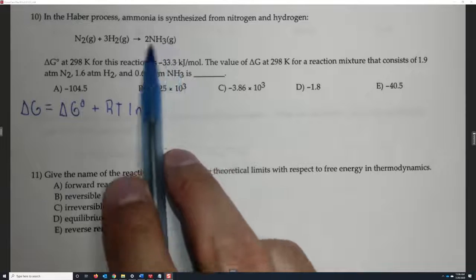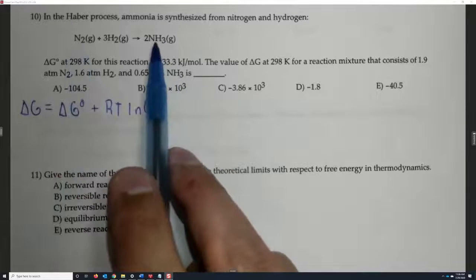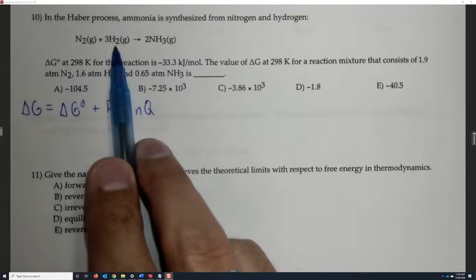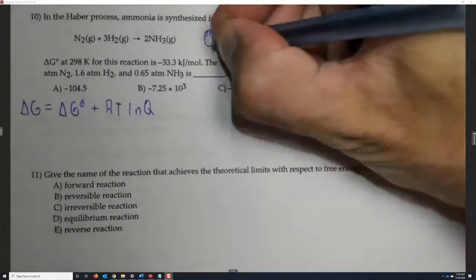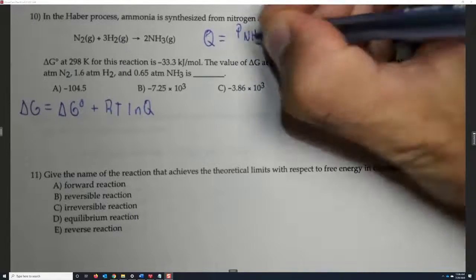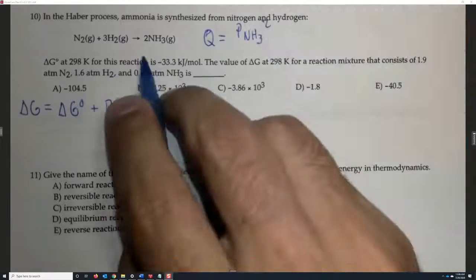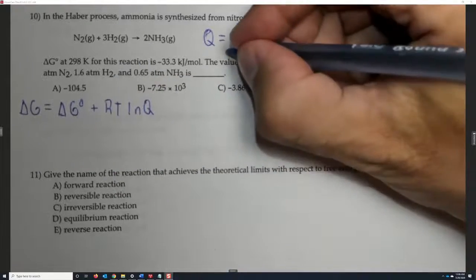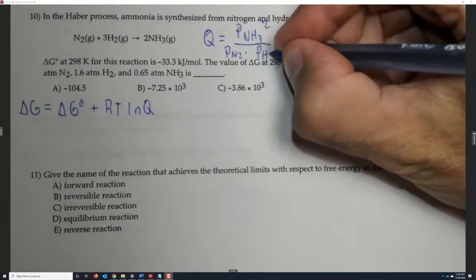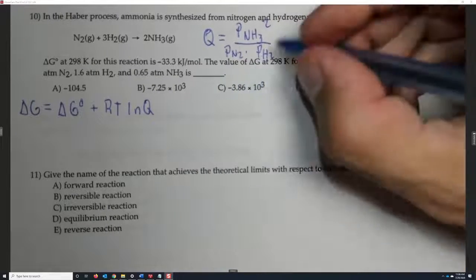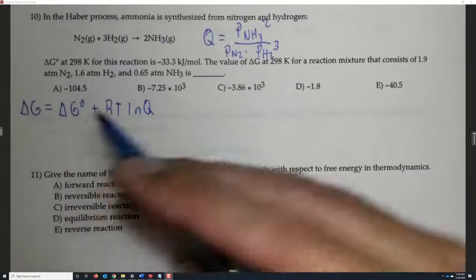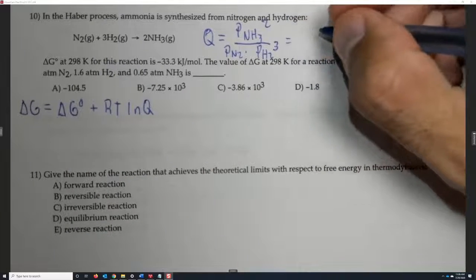Specifically, it's products over reactants. So Q is equal to the pressure of NH3, the product, squared, because there's 2 of them, divided by the pressure of N2 times the pressure of H2, the 2 reactants on the bottom, and H2 is cubed because there's 3 of them.